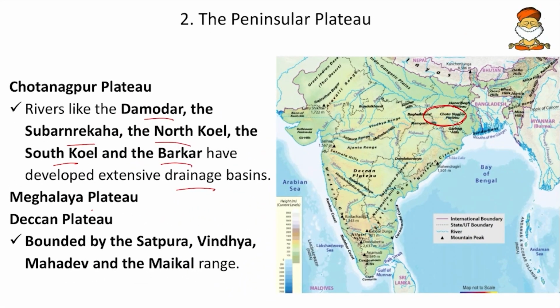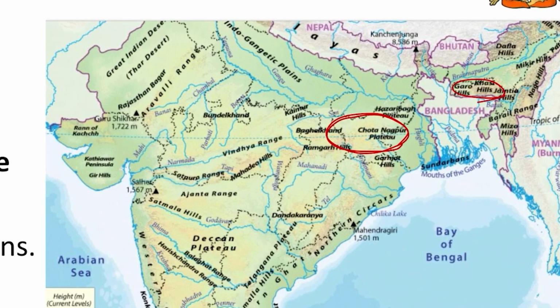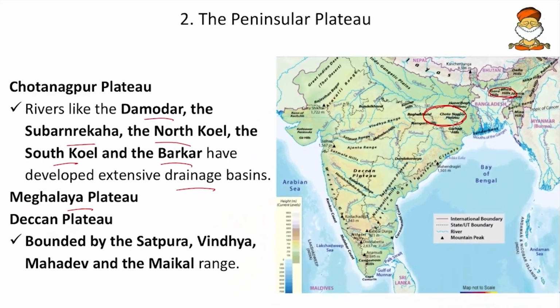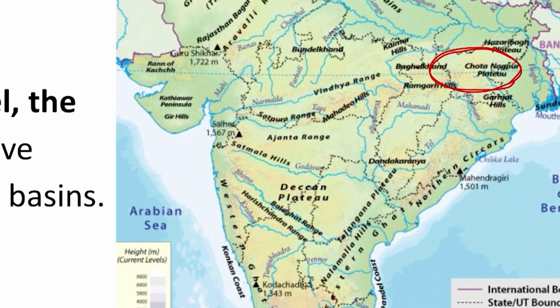And then Meghalaya Plateau lies in Meghalaya, that is the Garo, Khasi and Jaintia Hill regions. And then we have the Deccan Plateau. The Deccan Plateau is bounded by Satpura and Vindhya range, and then Mahadev and Maikala ranges. So here we can see the Satpura range and the Vindhya range, and then the Mahadev hills. Maikala hills come somewhere here itself. So all these we will remember.